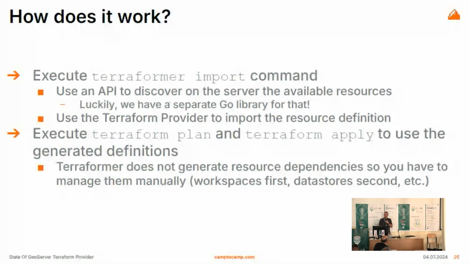So how does it work? You execute a Terraform import command indicating which resource you want to get. It will use an API to discover on the server what the available resources are. Luckily, we have a Go library to do that, so we can reuse it. Then it will use the Terraform provider directly to import the resource definition and give it to you. After, you only have to use the Terraform command with the generated definition to update another instance, for example.